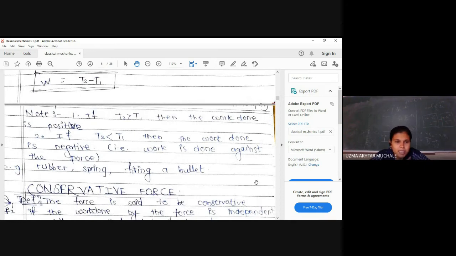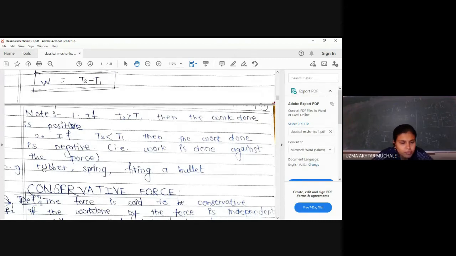Now let us discuss the cases. What will happen if T2 is greater than T1? Then the work done is positive. That is, if the kinetic energy at position P2 is greater than the kinetic energy at position P1, then the work done will be positive. If T2 is greater, obviously the work done will be positive. If T2 is less, then the work done is negative.